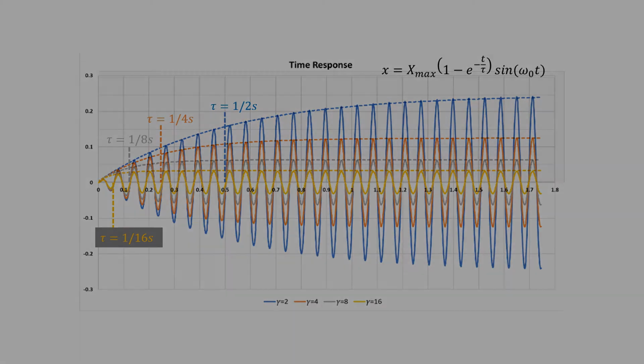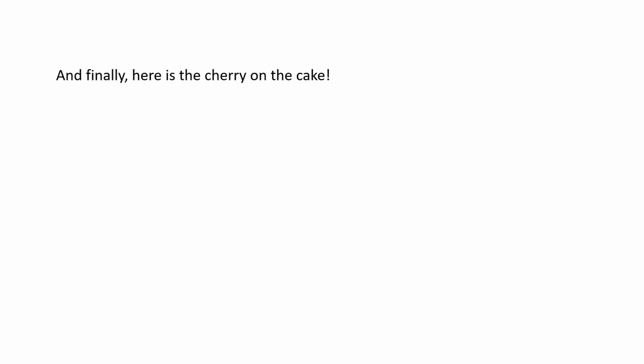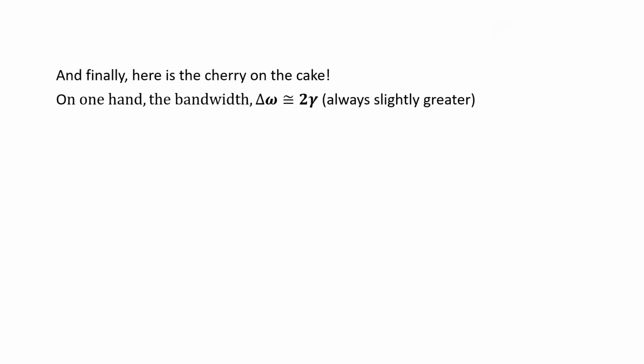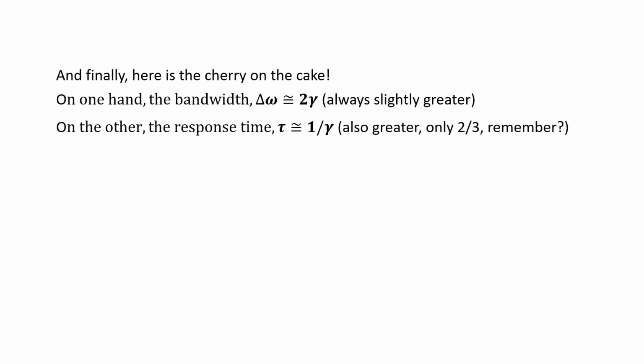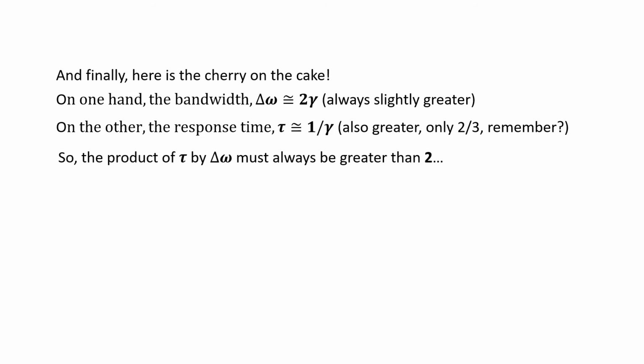And finally, here's the cherry on the cake. On one hand, the bandwidth equals 2 gamma, always slightly greater. On the other, the response time, tau, is 1 over gamma, also greater, 2/3, remember? So the product of tau and delta omega must always be greater than 2.